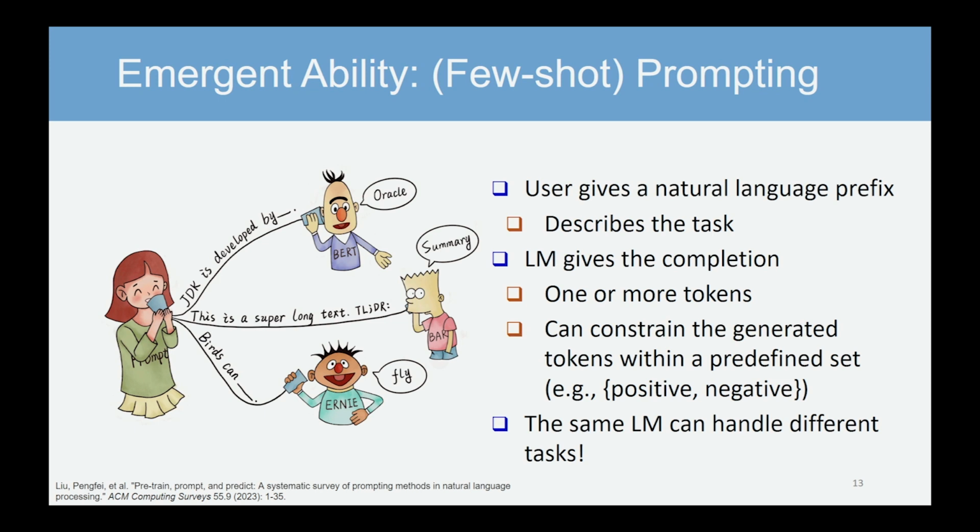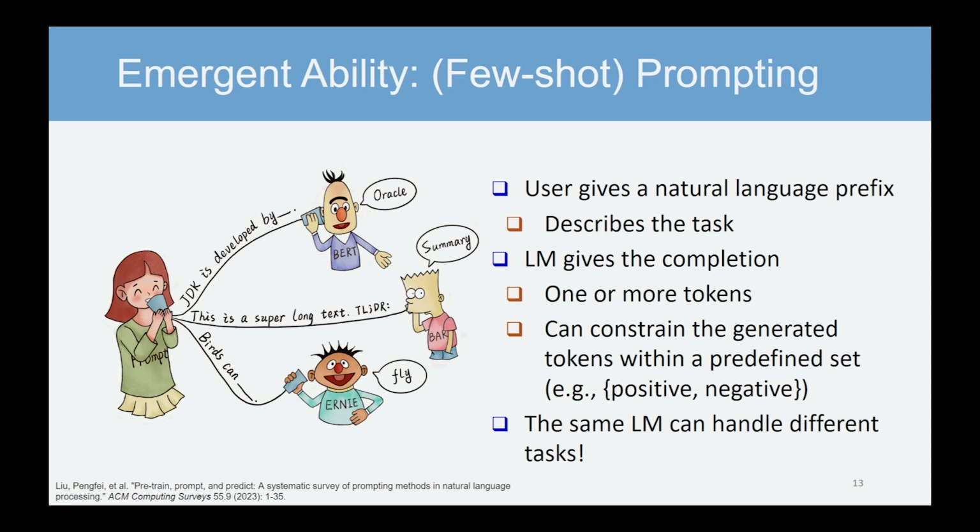But prompting is a nice way. The user gives a natural language prefix, and that prefix can define a task. For example, "JDK is developed by ___." Well, the answer might be controversial, but BERT can successfully give you some reasonable guess, like Oracle, right? And the language model will give you a completion for this sentence. And the completion can be one token, can be more tokens. Here, every token is kind of a word, but it's usually smaller than a word.